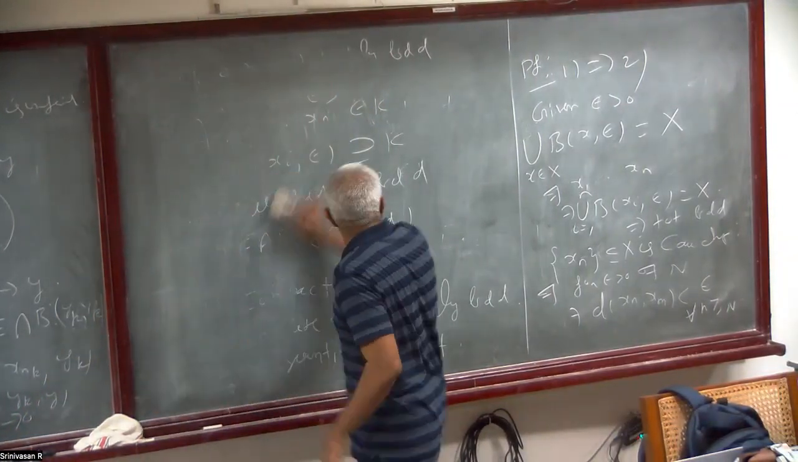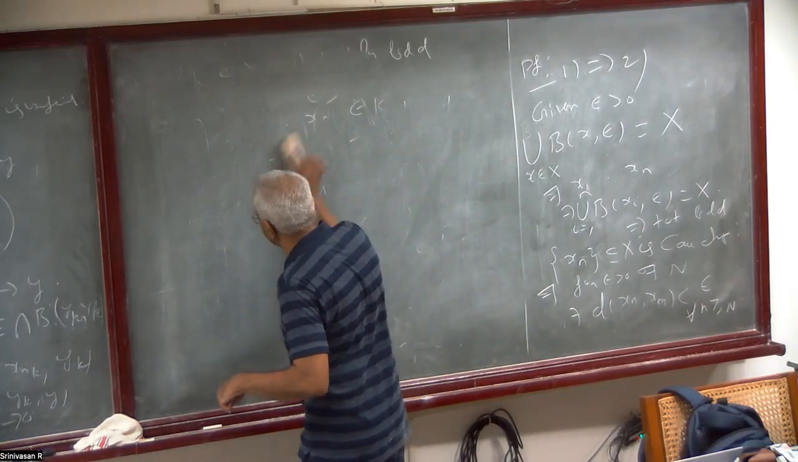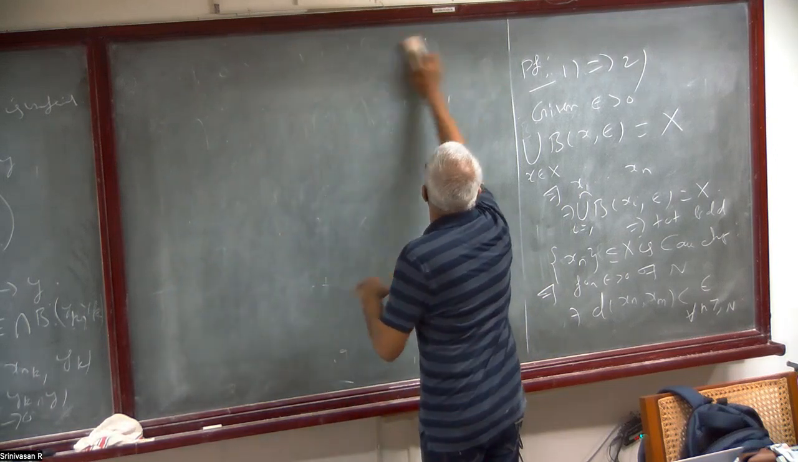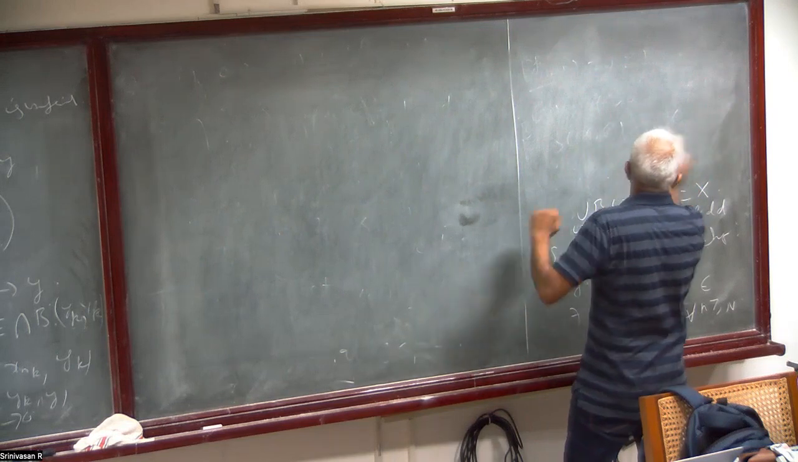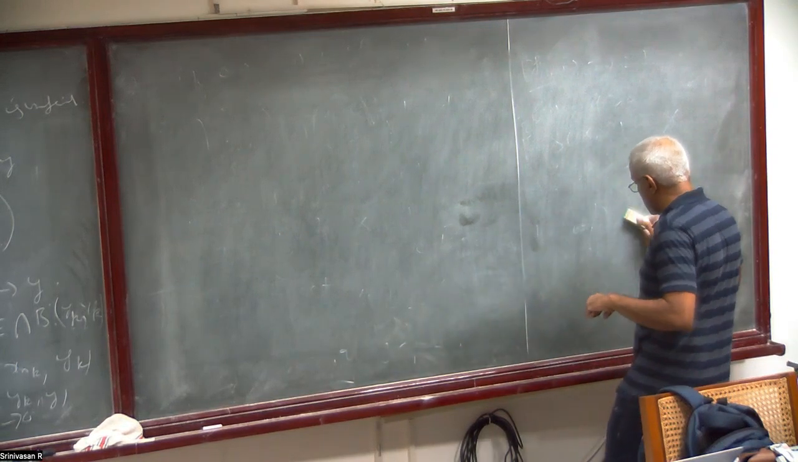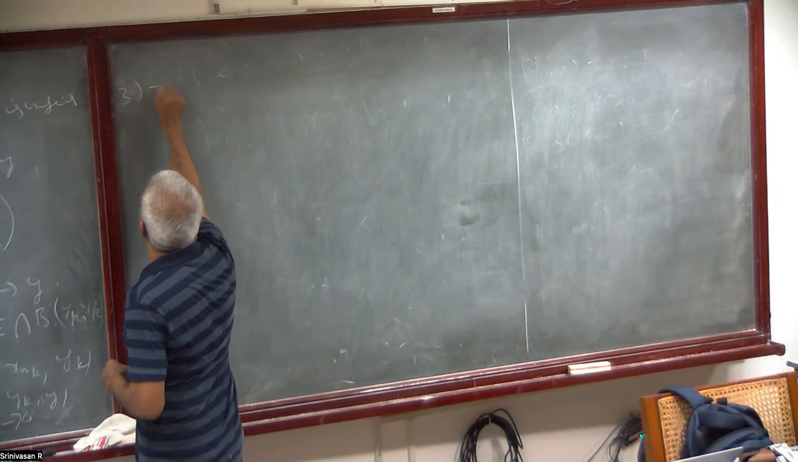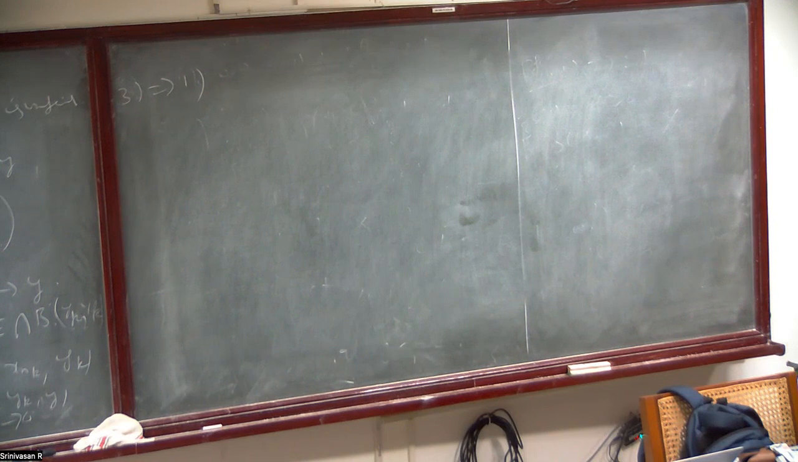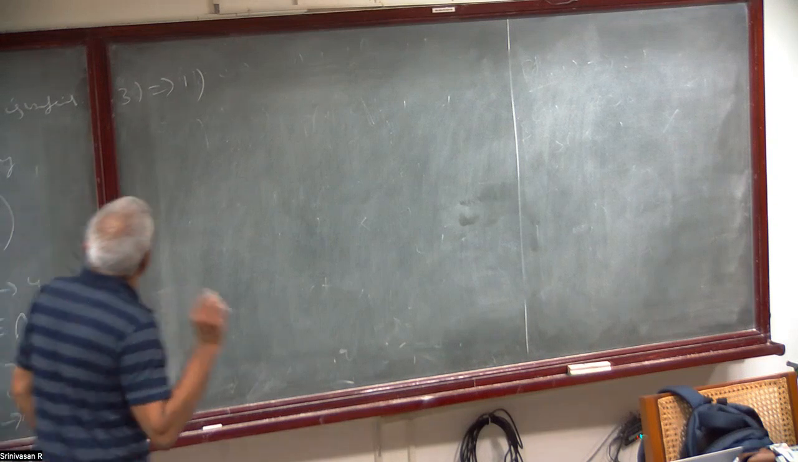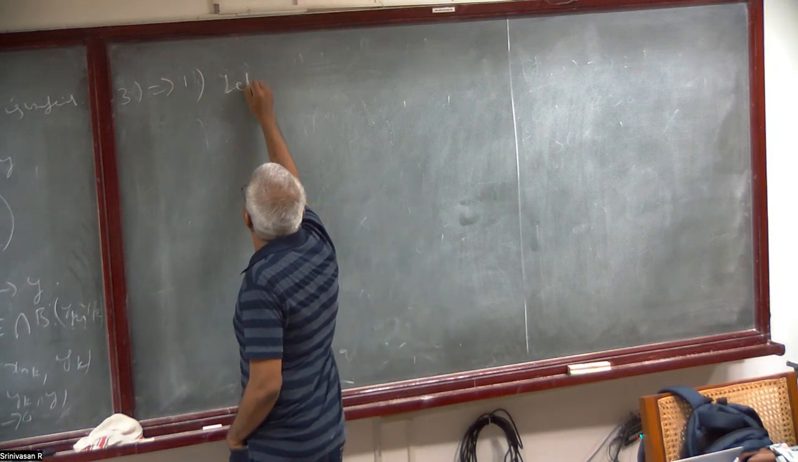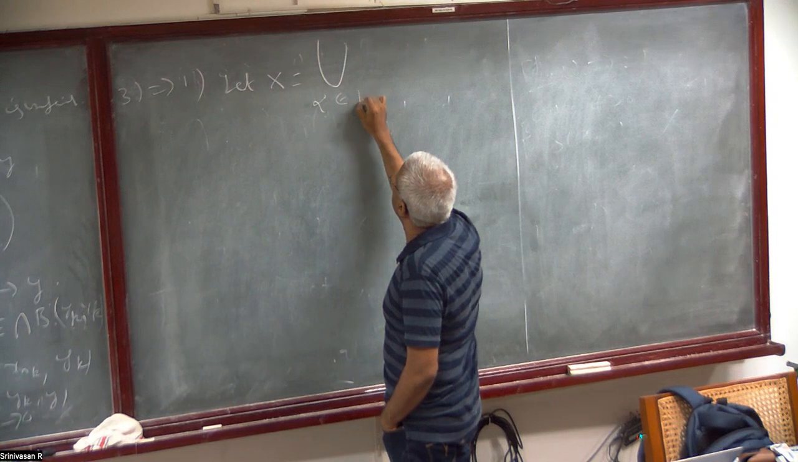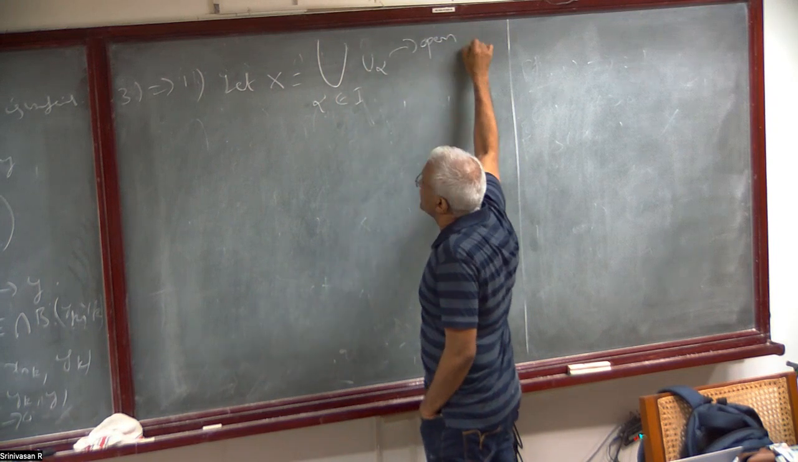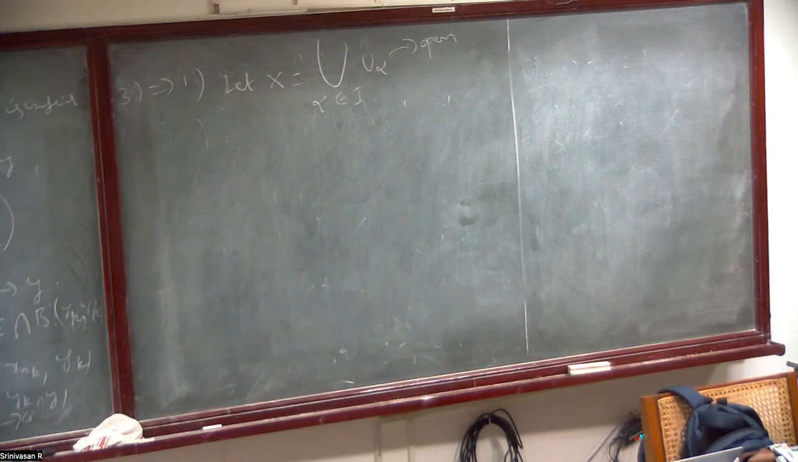Now we want to prove the final one, three implies one. We assume it is sequentially compact, then we want to prove it's actually compact. To prove compactness, we use the open cover definition. Let X be equal to the union over alpha in I of U_alpha, where each U_alpha is open. Given this open cover, we want to get a finite subcover.